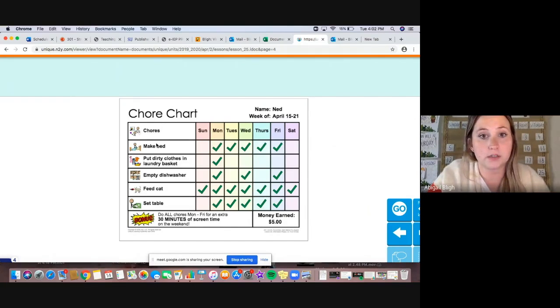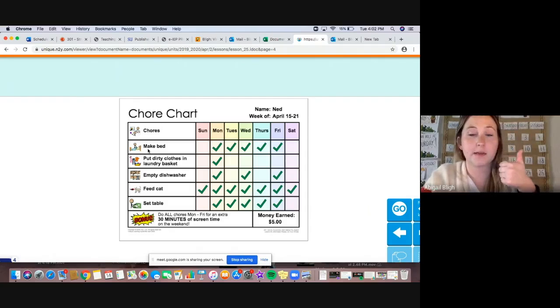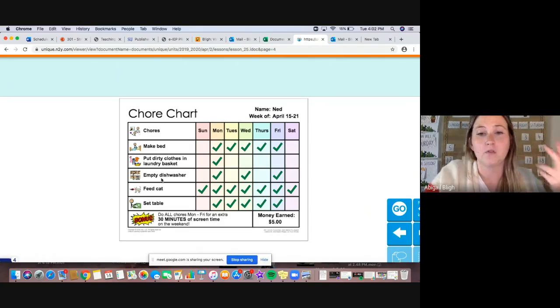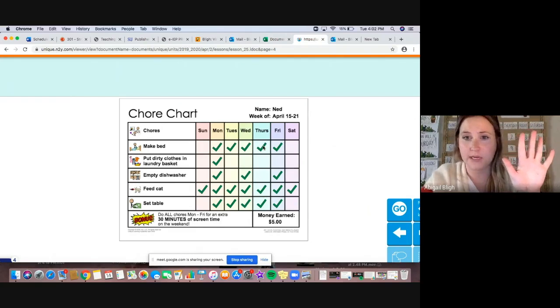On the part that's going up and down on this side right here, they've labeled his chores. So the first chore he has is to make his bed. The one underneath is to put dirty clothes in the laundry basket. The next one he has is to empty the dishwasher. The next one is to feed the cat. And the last one is to set the table. So he has 5 chores to do during the week.